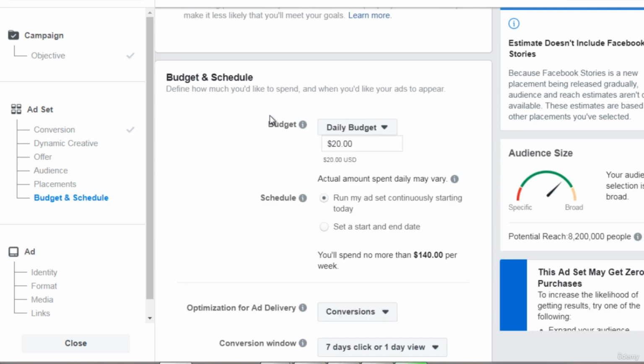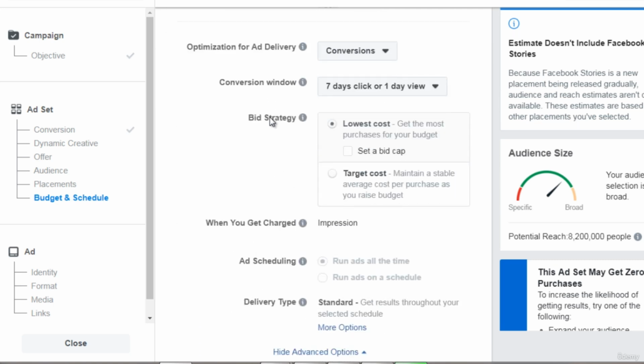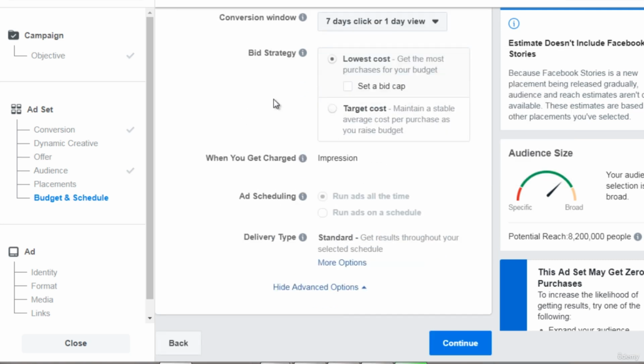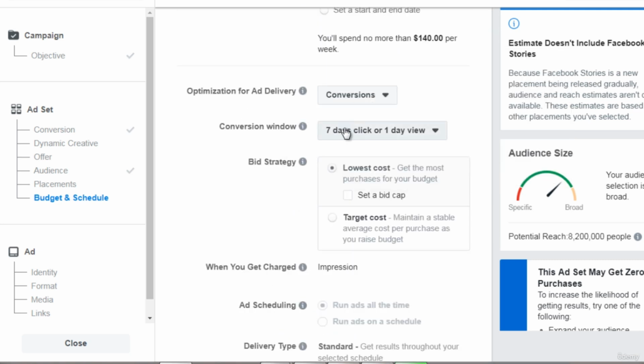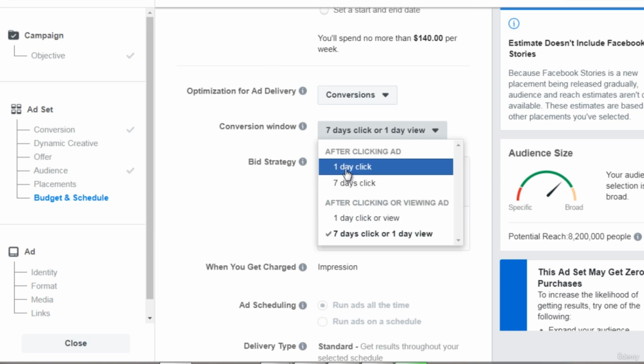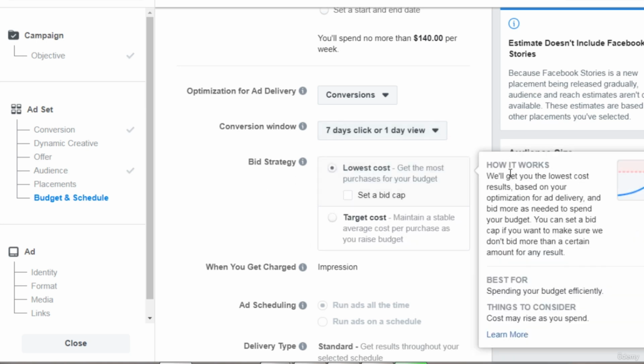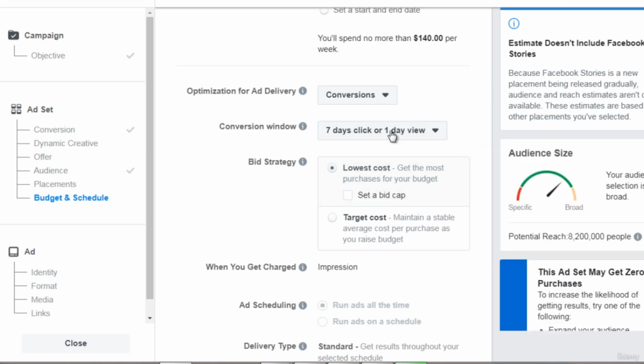We're going to leave it at automatic placements, daily budget, conversions. So what this is going to do is it's going to optimize for conversions. Now, conversion window. What this means is you have 1-day click or 7-day click. Basically, in essence, usually you choose 1-day click if somebody clicks through to your ad and they make a purchase. If it takes them a long period to click through, then you want to do 7 days click. Now you can read more about this and how it works over here.